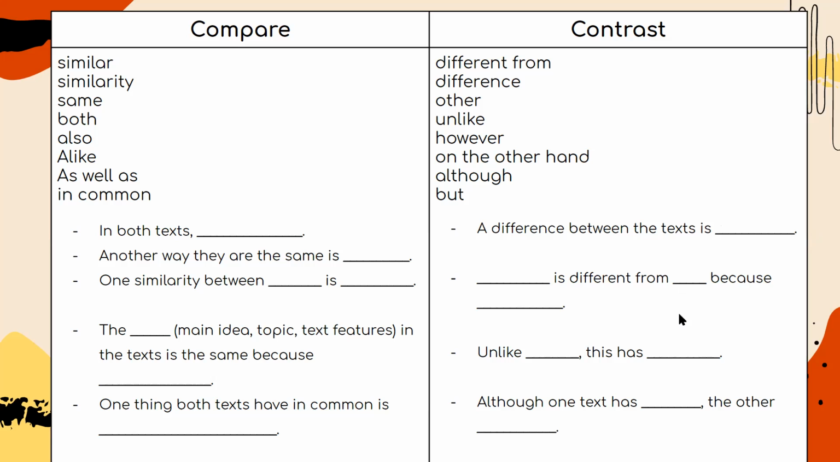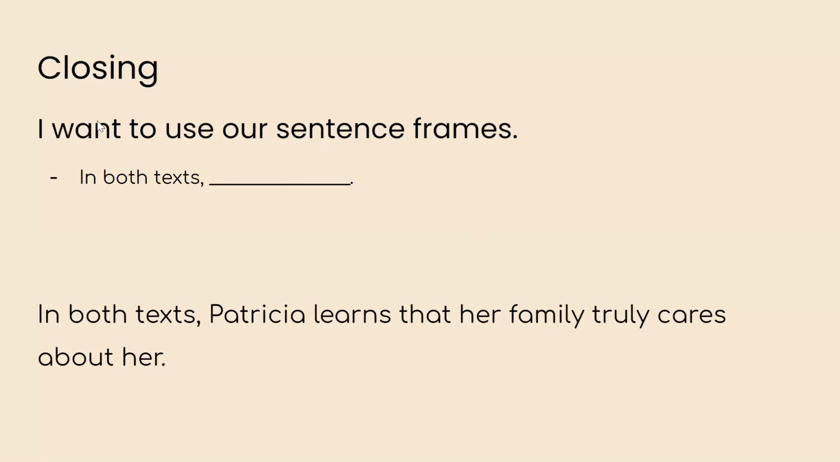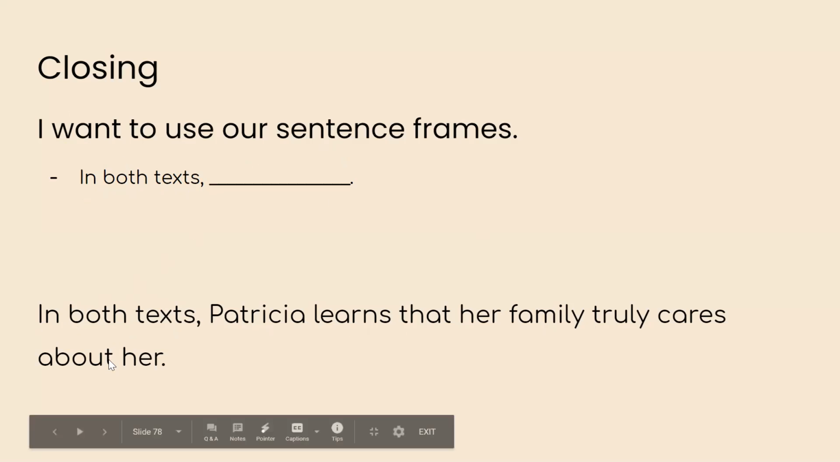Okay, so we're going to compare. We're going to use a sentence for comparing, and then we're going to use a sentence for contrasting. So this is my comparison. In both texts, blank. So you might be even more specific, and instead of saying in both texts, you might say, in My Rotten Redheaded Older Brother and in Some Birthday, Patricia learns that her family truly cares about her. That's a full sentence that tells us something that is the same.